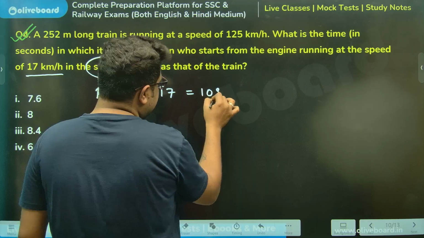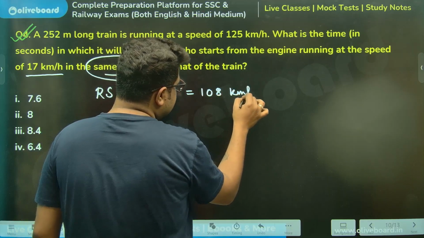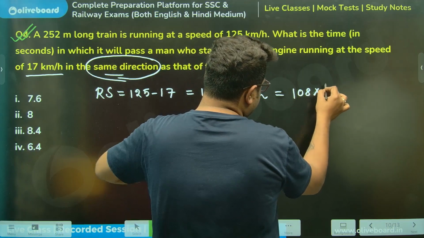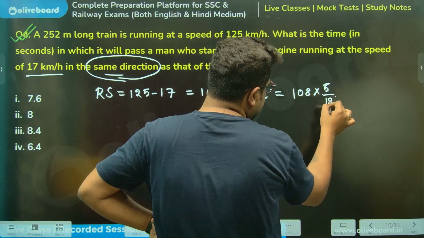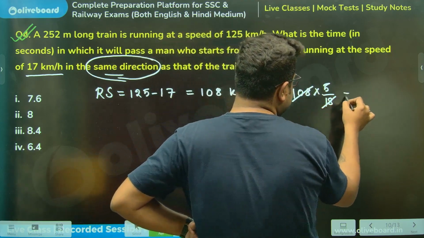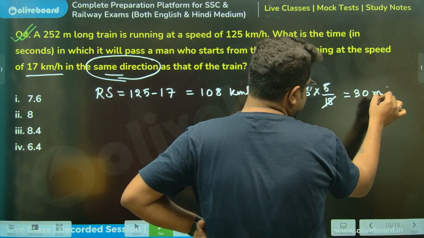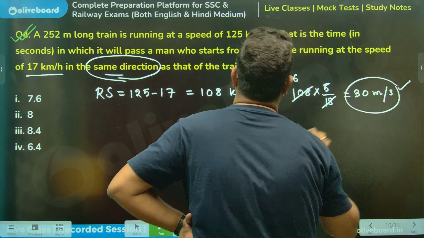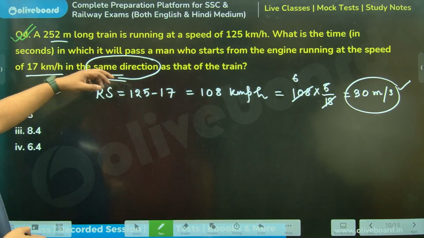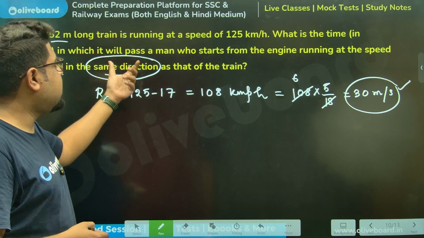So which is 108 kilometers per hour, or I cannot keep it like this, convert it with 5 over 18. Sir, this is 6 times, sir. So 6 times 5, 6 are 30 meters per second. Done. First things first.